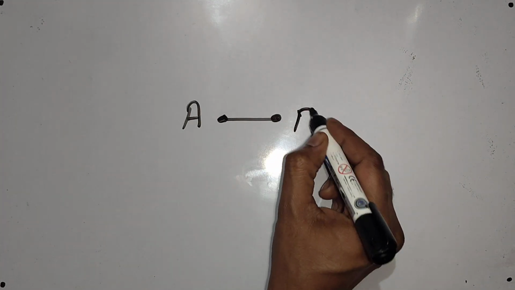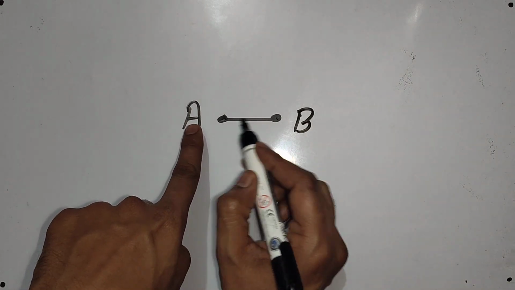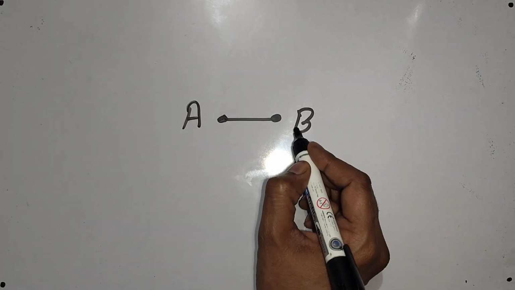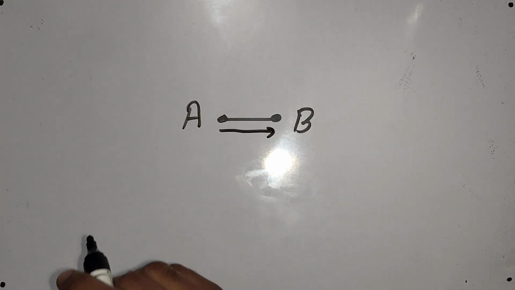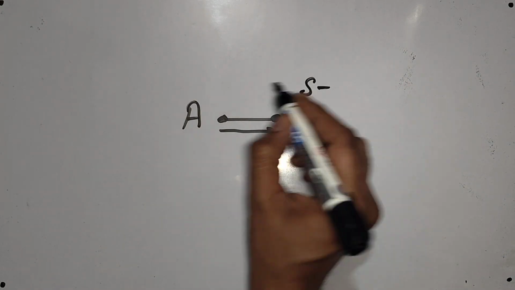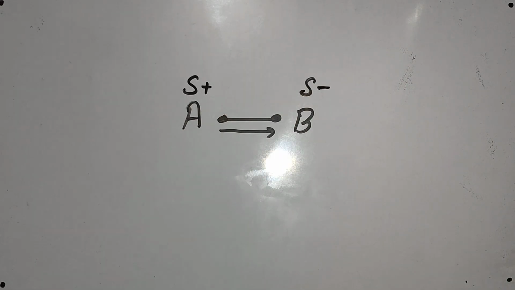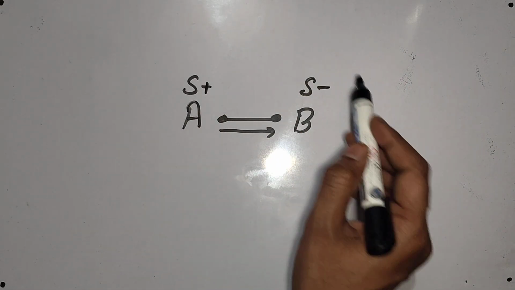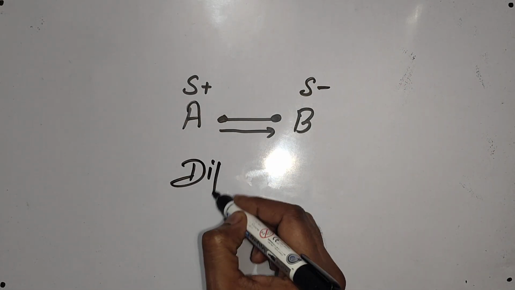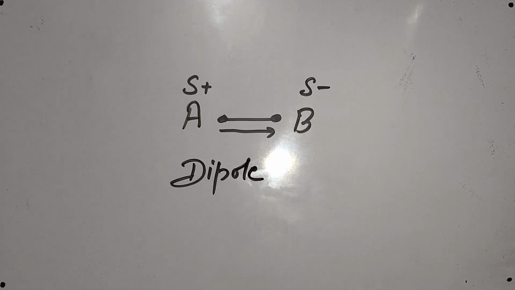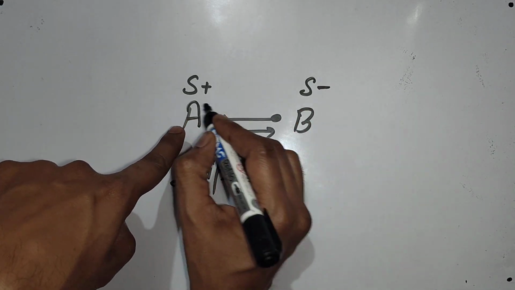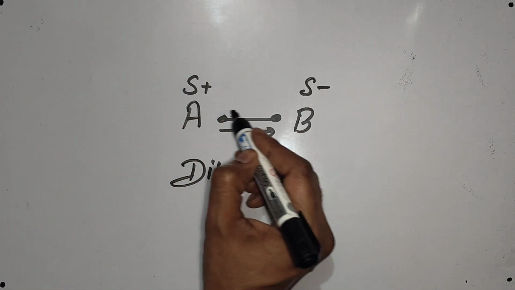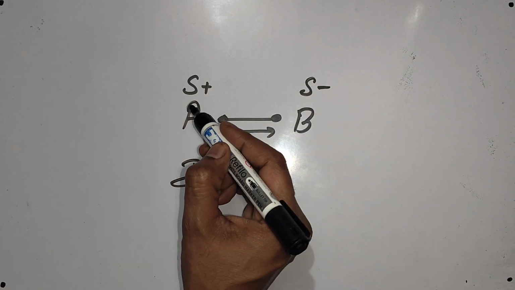Suppose A and B, two atoms, are connected with each other through a covalent bond. Suppose B is more electronegative than A. So these electrons are a little more toward B. So B is carrying a negative charge, and A will carry a respectively positive charge. So now this molecule is working as a dipole, and a dipole moment is also available there. The direction of dipole moment is always from negative to positive.